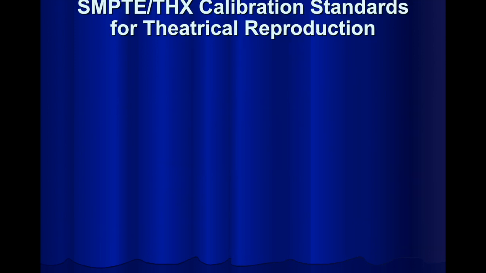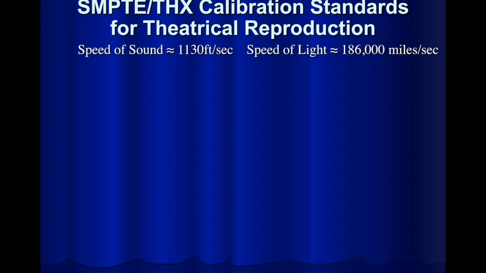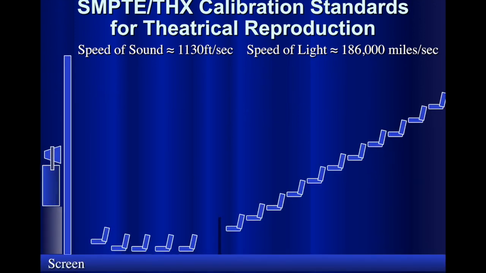Now, let's do a little physics, a little math. First off, the speed of sound is approximately 1,130 feet per second. The speed of light is approximately 186,000 miles per second. Light travels faster than sound. Maybe you missed that class in 3rd grade. We're here to kind of catch you up. Let's build a theater, shall we? Just add water. Okay, now this diagram is not to scale.